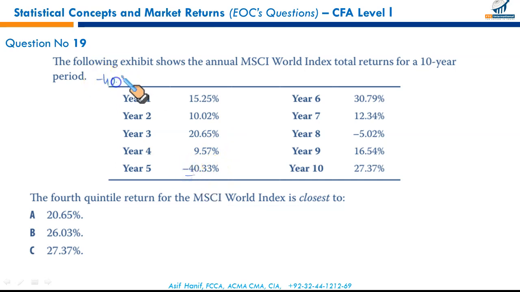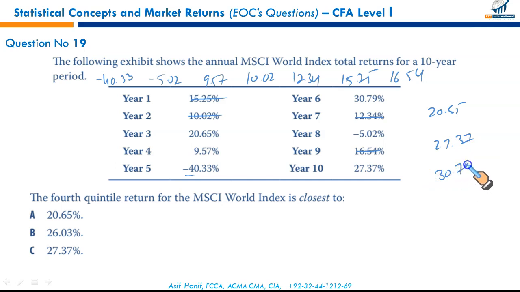This is the smallest value, negative 40.33. The one bigger than this is negative 5.02, 9.57, then we have 10.02, after that 12.34 in ascending order, then 15.25, 16.54, 20.65, then 27.37, and finally 30.79. 1, 2, 3, 4, 5, 6, 7, 8, 9, 10. So we have arranged these returns in ascending order.